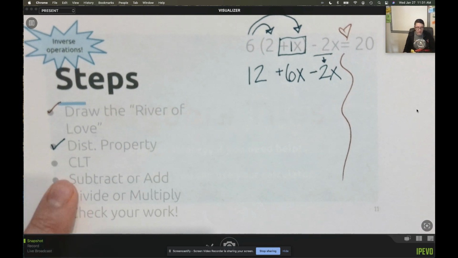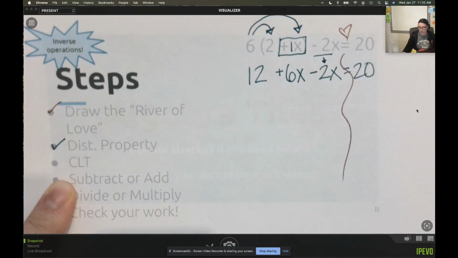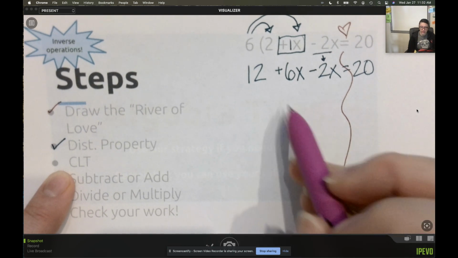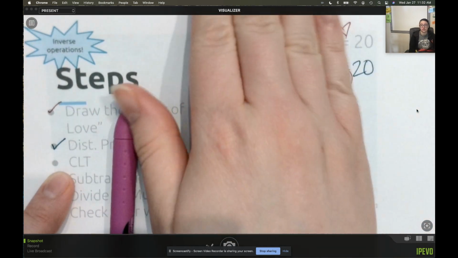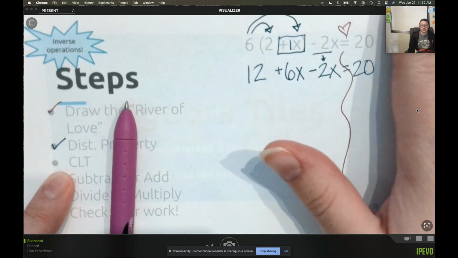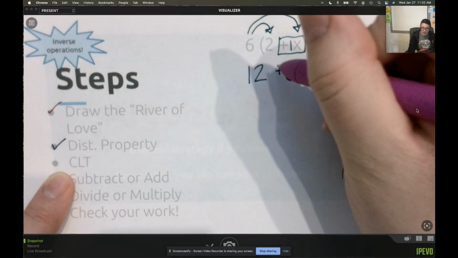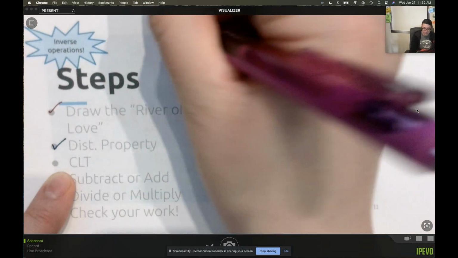Now I can go through and I can combine my like terms. Oh wait, no I can't. I need to do equals 20. Come on, Andrea. I need to rewrite the equation every step of the way to make sure I don't lose anything. Now I can combine my like terms. What like terms do you see here? Remember, I can only combine like terms on each side. Yeah, I can combine that positive 6x and minus 2x.